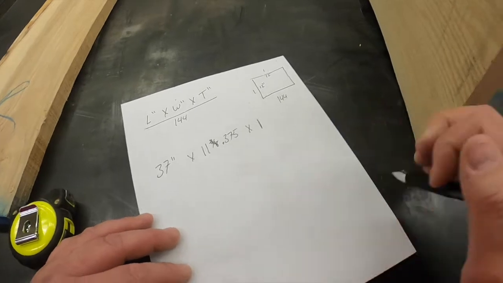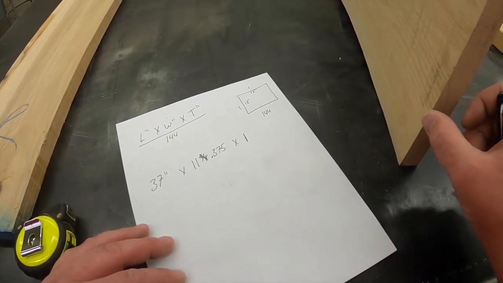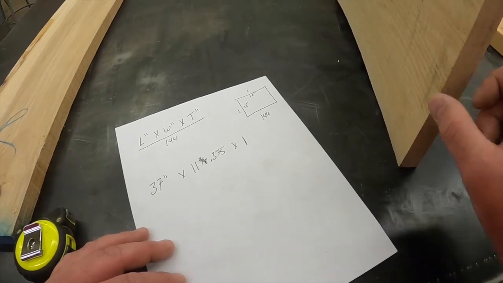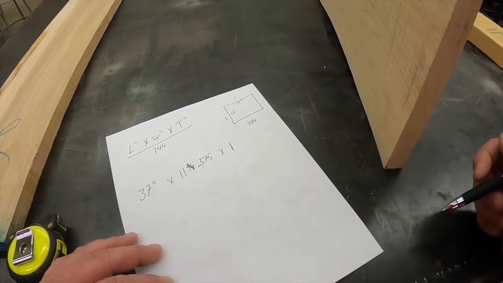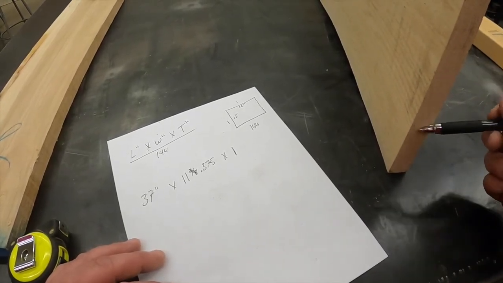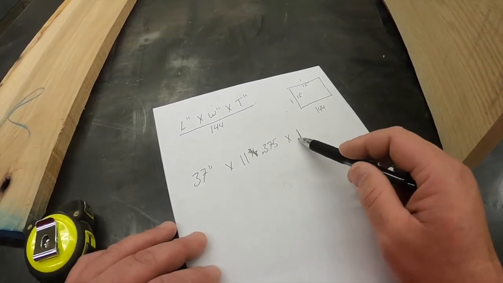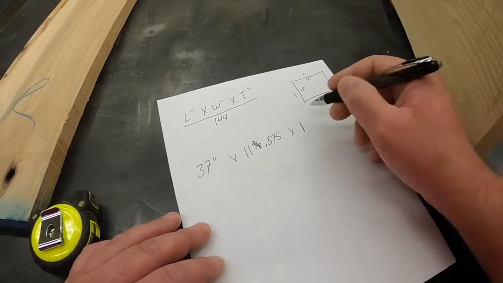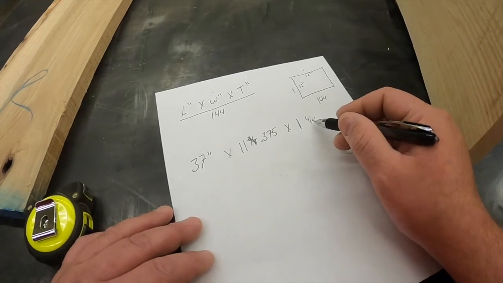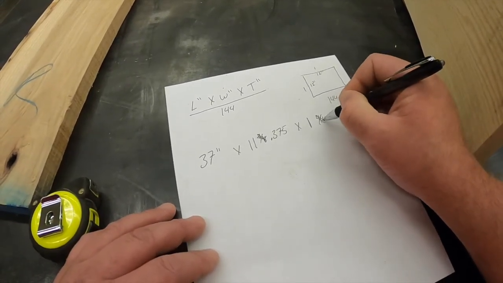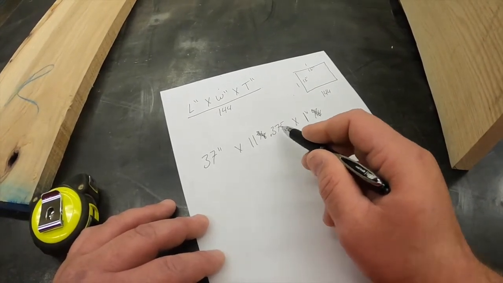Now this could be different. If this material were 2 inches thick, it would be 8/4 material. If it was 1.5 inches, it would be 6/4 material. So the quarters, just like your normal fraction, would determine how thick it is. But for the formula, we want it as a whole number. We're not going to put 4/4, although it does equal 1, because that's going to make it more difficult to complete our formula. So we're going to leave it as 1 inch thick. So now we're going to take 37 times 11 3/8 times 1.